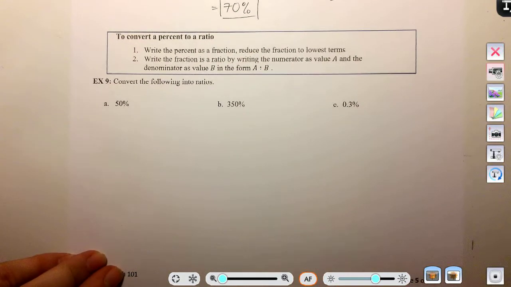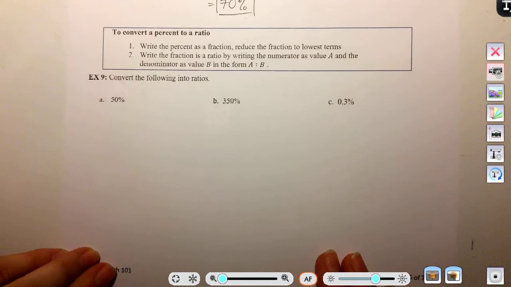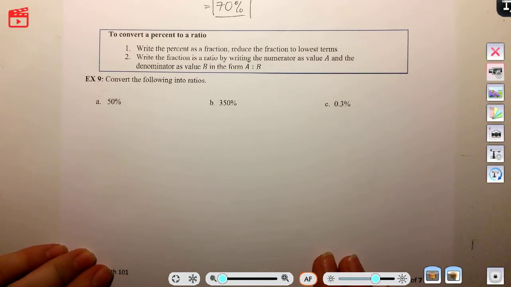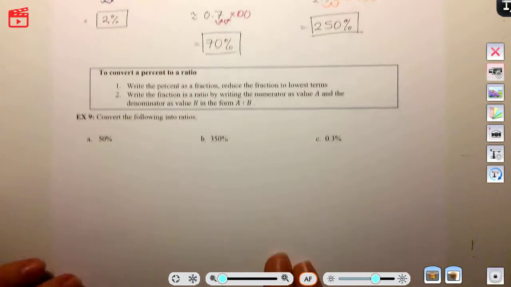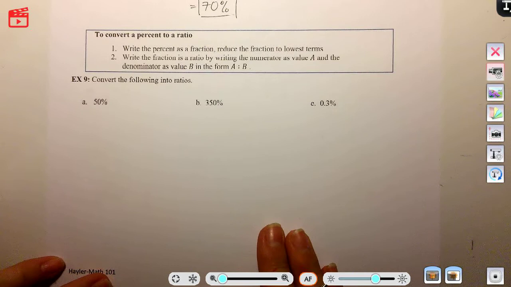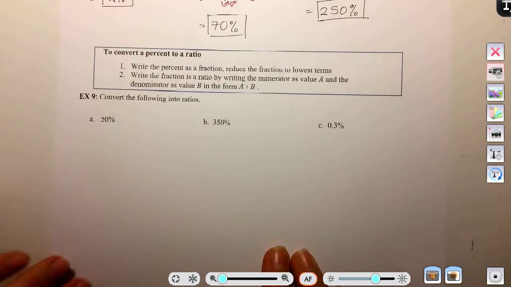All right. Convert the percent to a ratio. All right, so we're given a percent this time, and now we're going to go the exact opposite direction of the way we just came. All right, so write the percent as a fraction, and then reduce the fraction to lowest terms. And then we're going to write the fraction as a ratio. All right, we got this.